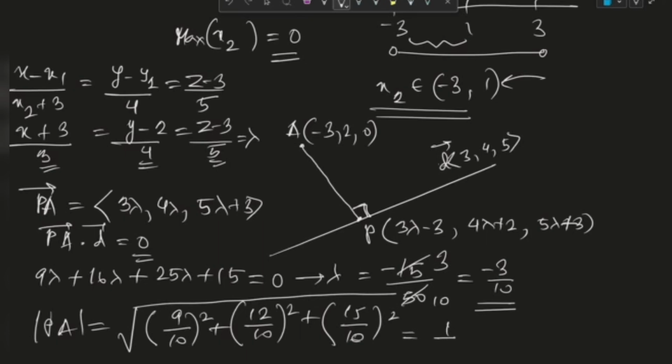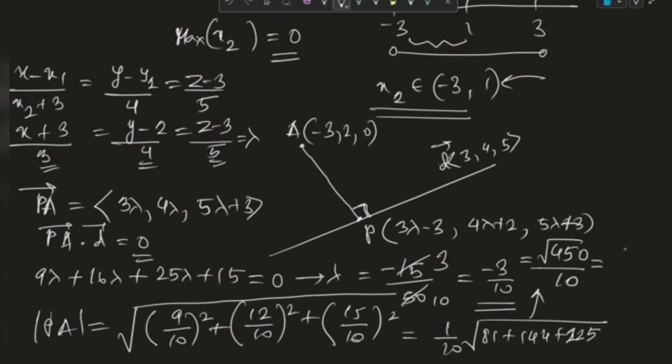Now if we take 1 by 10 outside, this is root 81 plus 144 plus, sorry, this is 225. This is squaring the terms. So this comes out to be root 450 by 10. Now if you observe, 450 can be factorized as 9 into 25 into 2, something like that. I will check once. 9 into 25, 225, and yeah, it's okay. So this will become 3 into 5 coming out of the root. This will become root 2, and this is divided by 10.